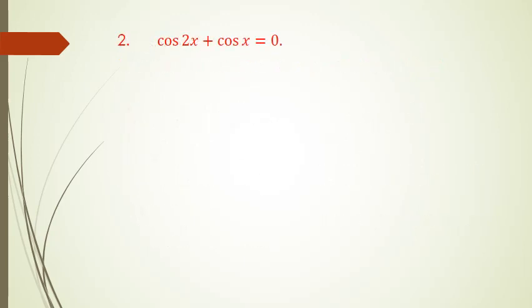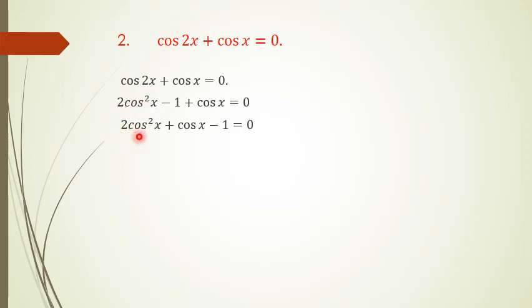Question number 2, cos 2x plus cos x equal to 0. Just like the first one, we choose to use the double angle formula, which is in terms of cos squared, so that we have only one trig function in the equation. So that's 2 cos squared x minus 1 plus cos x equal to 0. That gives us 2 cos squared x plus cos x minus 1 equal to 0 on rearranging. And this is a quadratic in cos x.